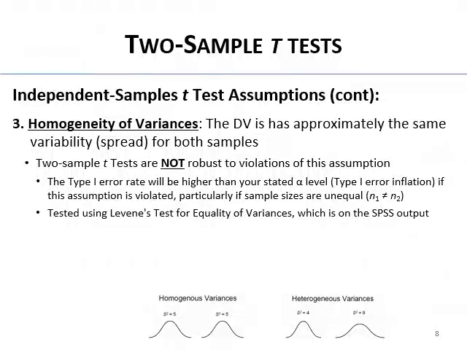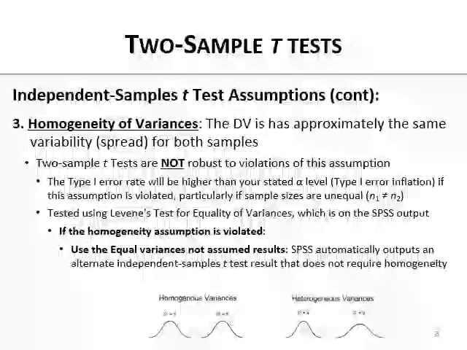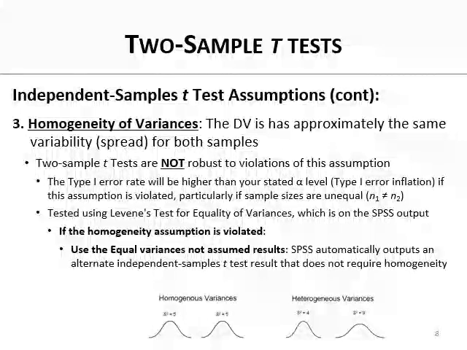So this is actually tested as part of the SPSS output. It outputs something called Levene's test for equality of variances. You look at this test and make a decision about which stat line for the independent samples t-test you're going to interpret. There are two lines that are going to be printed. If the homogeneity assumption is violated, you will use the equal variances not assumed results. SPSS automatically spits this out, and it's an alternate version of the independent samples t-test that does not require this assumption. It's less powerful though. Why wouldn't you just use this always? Well, it's because it's less powerful.